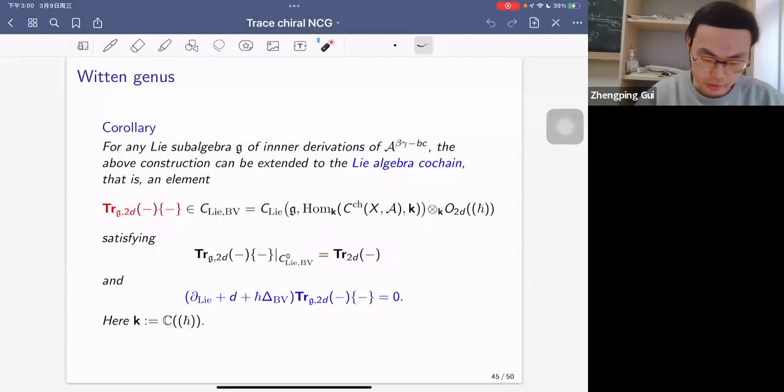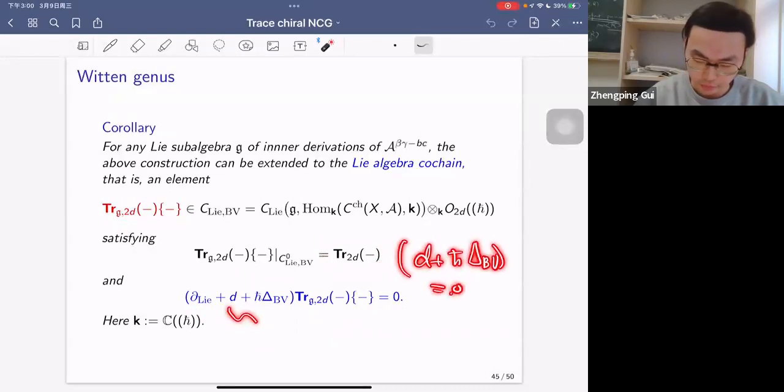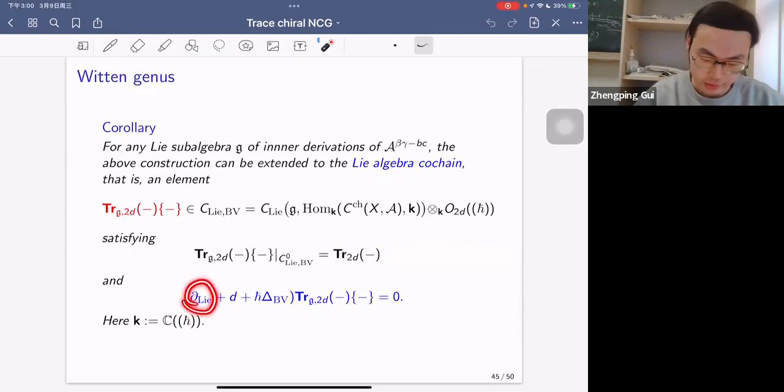The point is that the extended trace map satisfies the following quantum master equations. Here is our original quantum master equation, and it is just the following. Here we add the Chiral-Ehrenberg differential for this Lie algebra quotient complex.